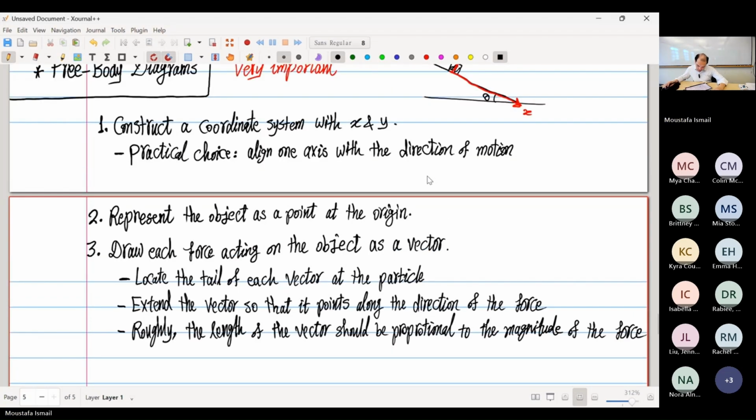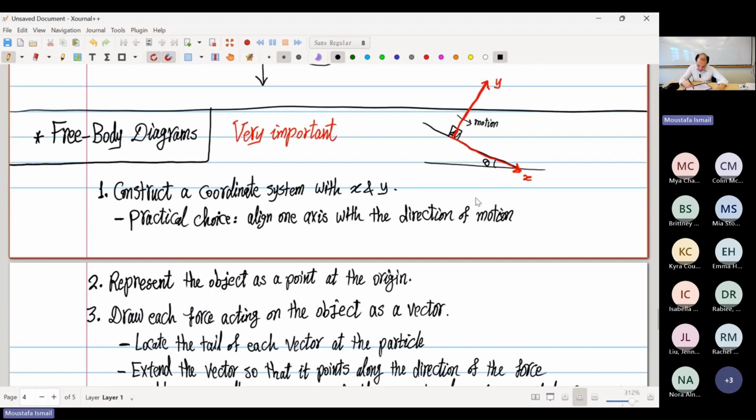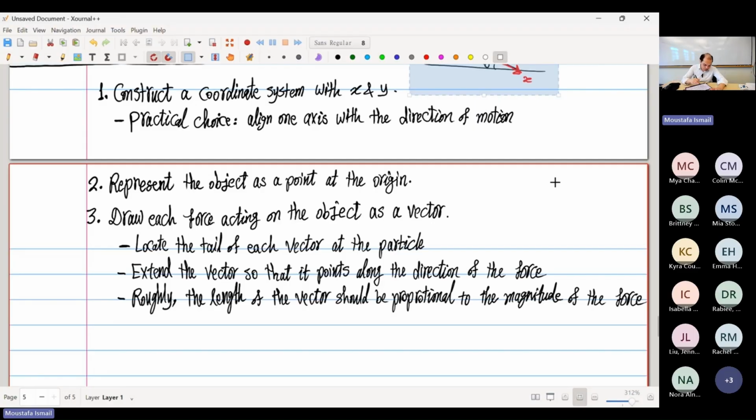So let's look at that example up here for the object moving on a plane. Let's apply to it what we just said. We did the first step, which is constructing the coordinate system, right? So the object is a point at the origin. So here is the object. It's a point at the origin. And draw each force acting on the object as a vector.